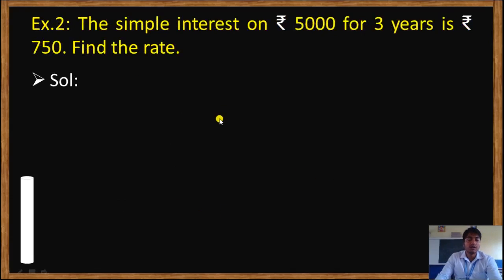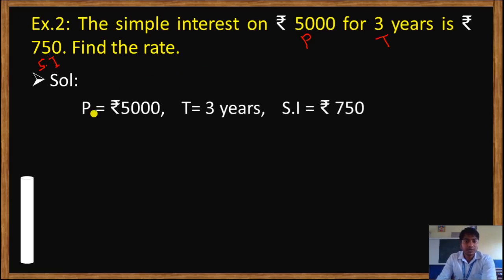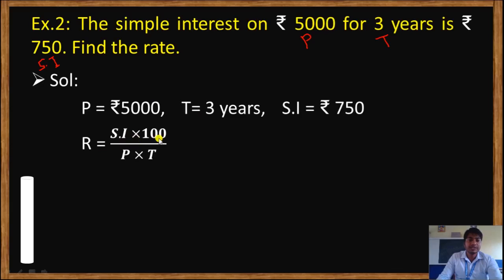Now example number 2: the simple interest on rupees 5,000 for 3 years is rupees 750. That means 5,000 is the principal, 3 years is the time, and rupees 750 is the simple interest. Find the rate. So here we have to find out the rate. We have principal, time and simple interest. The formula you know very well: rate equals simple interest into 100 by principal into time. Now use the values here.